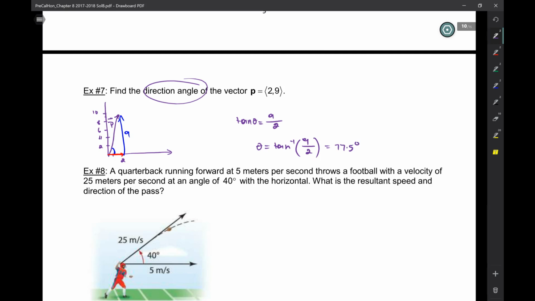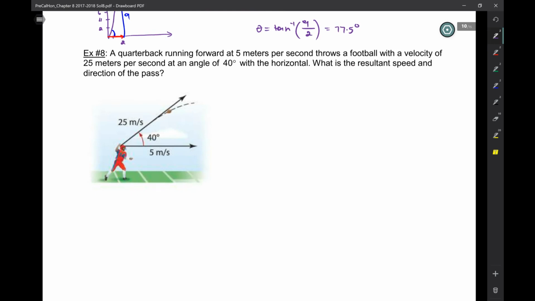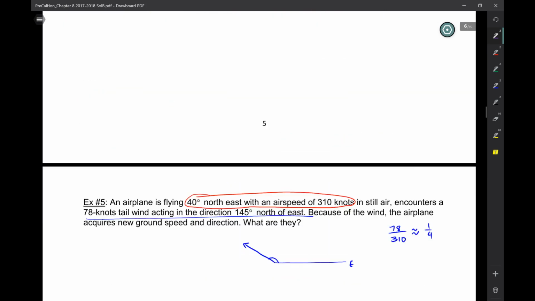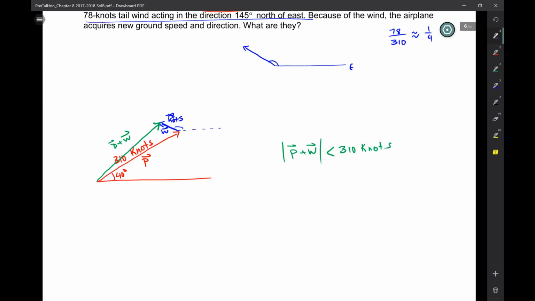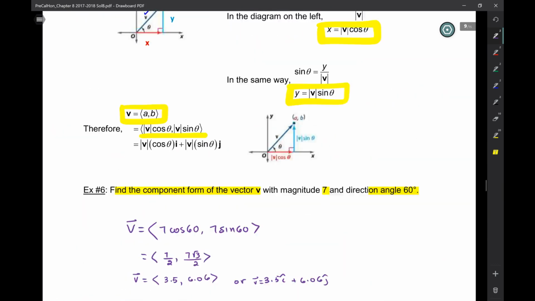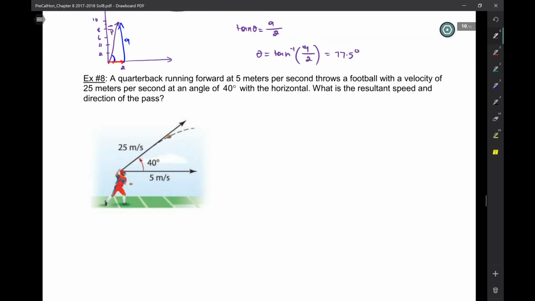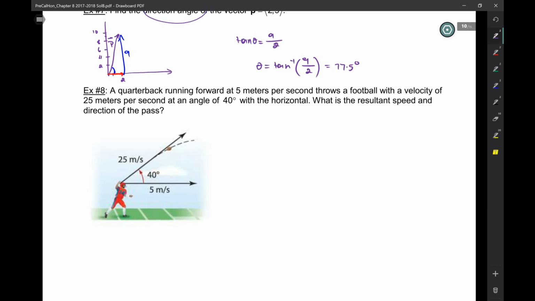All right, let's do one more. A quarterback running forward at 5 meters per second throws a football with a velocity of 25 meters per second at an angle of 40 degrees. What is the resultant speed and direction of the pass? So here we go. Now we're going to be able to solve a problem like this explicitly using math, right? Like our calculations. Okay, so we want the resultant speed and direction of the pass, right?